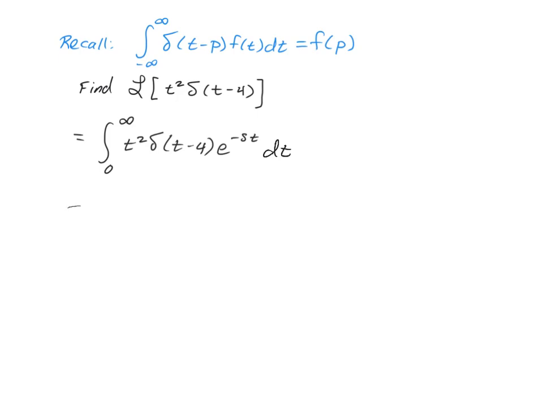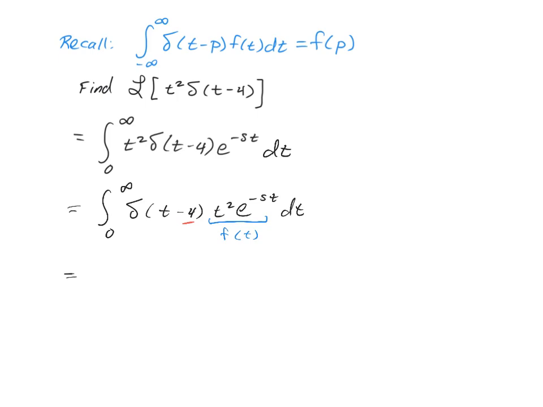So the next step of this problem is to go in and rewrite this so that we've got the integral from 0 to infinity of delta of t minus 4 times now t squared e to the negative st dt. And now we're going to use this definition above, and this here is our f of t in that formula. So when we go through and actually find our Laplace transform, it's going to be that function, f of t, evaluated at the number t equals 4.